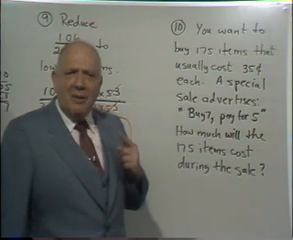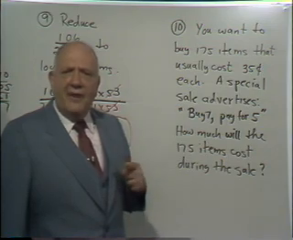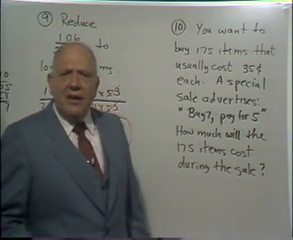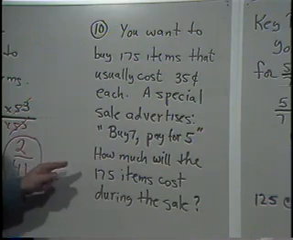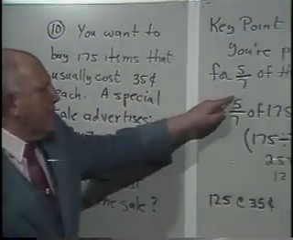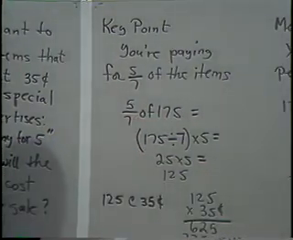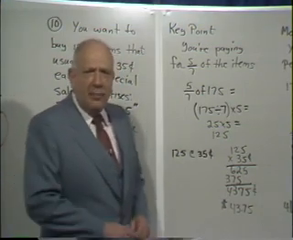There's whole numbers. But now listen to that problem. Since you're only paying for 5 out of every 7, you're only paying for what? 5/7. How many are you buying? 175. So what are you doing? The key point is you're paying for 5/7 of the items. Since you were buying 175 items, you see the adjective noun thing here again? You're paying for 5 out of 7, but how many you're paying for still depends on how many you're buying.